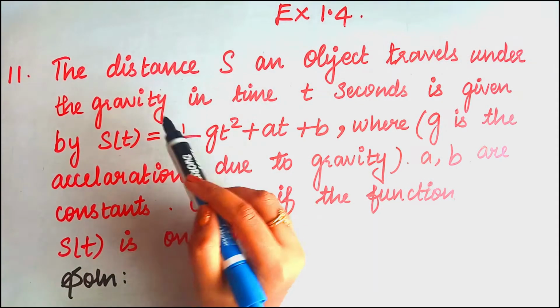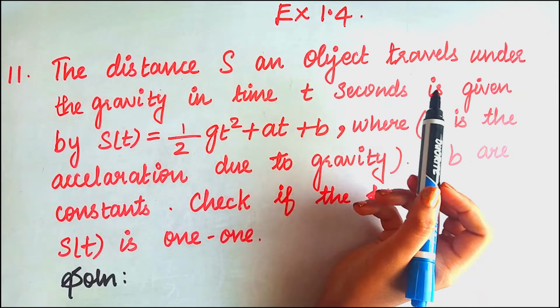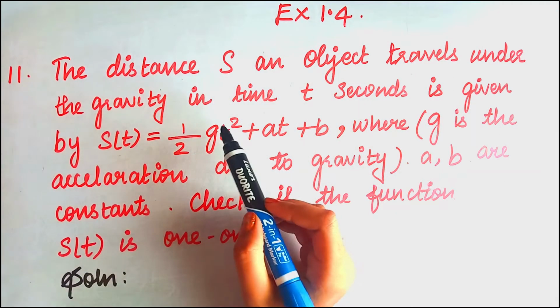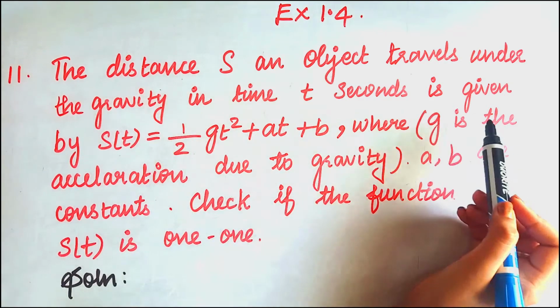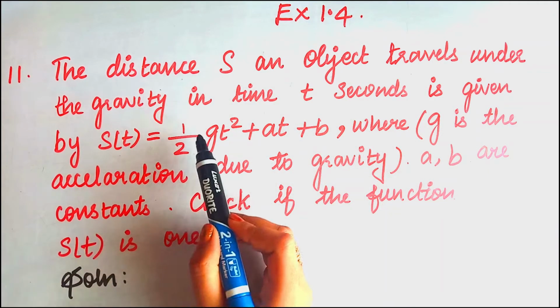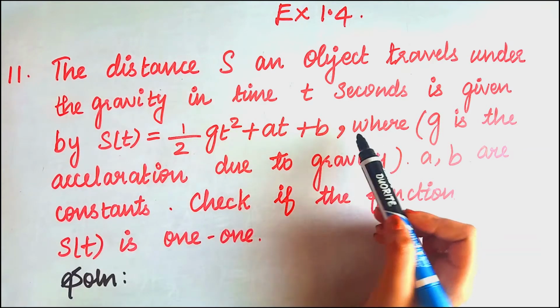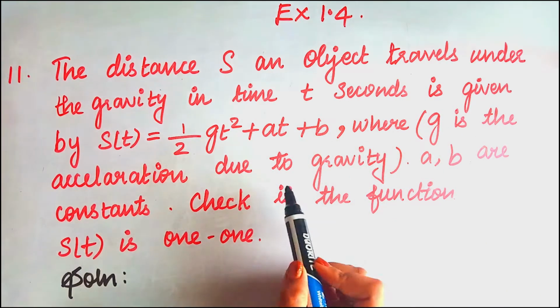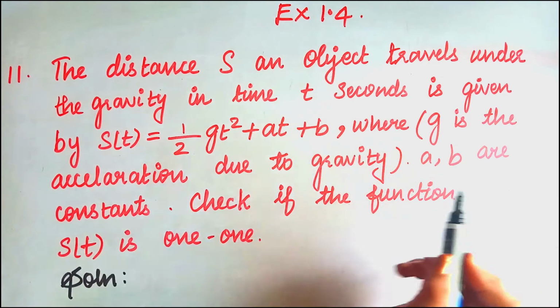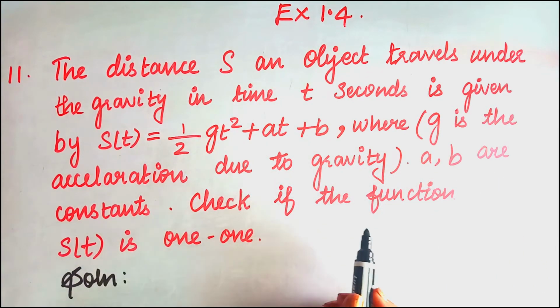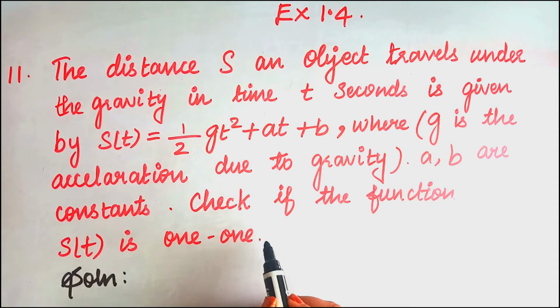11th sum. The distance an object traveled under gravity in time t seconds is given by s of t is equal to 1 divided by 2 gt square plus at plus b, where g is the acceleration due to gravity, a comma b are the constants. Check if the function s of t is 1 to 1.